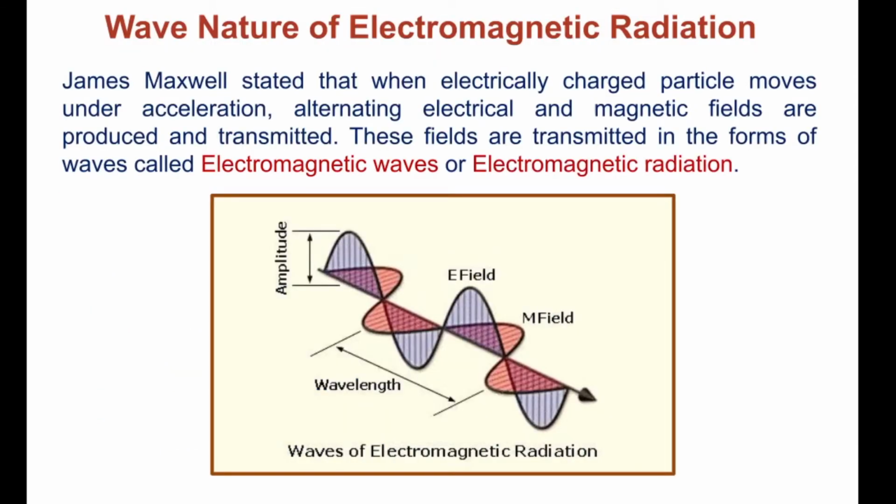According to James Maxwell, when electrically charged particles move under acceleration, alternating electrical and magnetic fields are produced and transmitted. These fields are transmitted in the form of waves called electromagnetic waves or electromagnetic radiations. You can see in the figure waves of electromagnetic radiations which are perpendicular to each other.